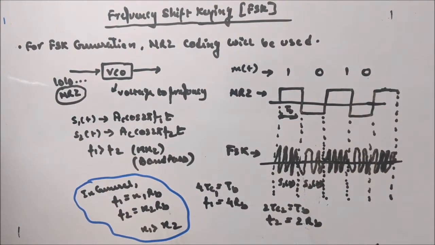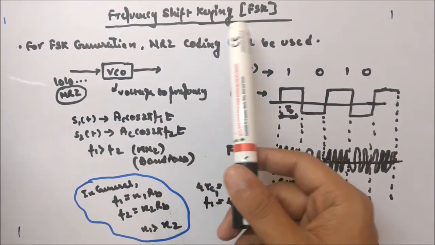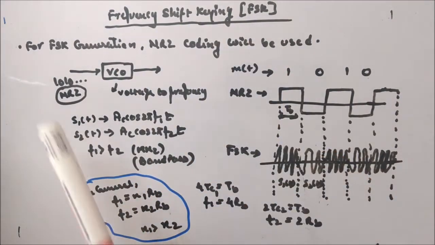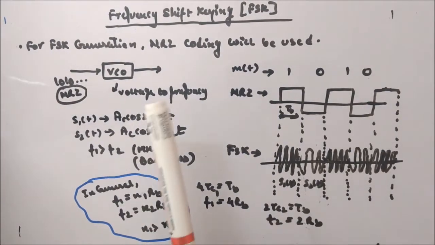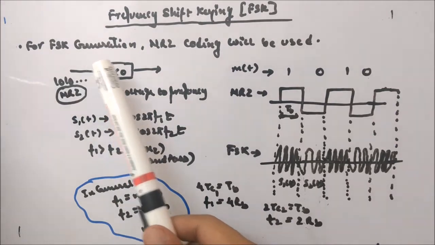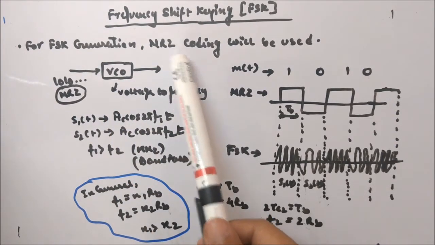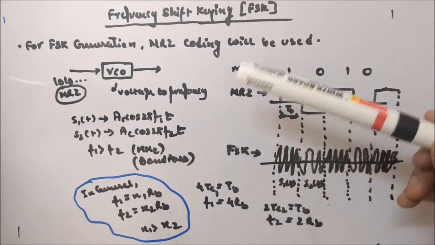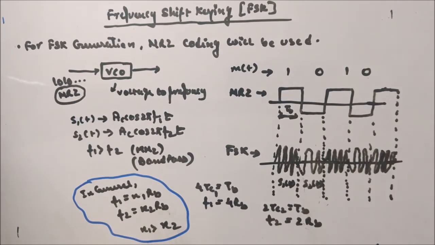So let's move on to our next technique, next scheme, that is called frequency shift keying, that is FSK. It's a bit different than ASK and PSK. For generation of FSK, we will assume you have done non-return-to-zero type of coding, which means your voltage levels are either positive or negative, but not zero.